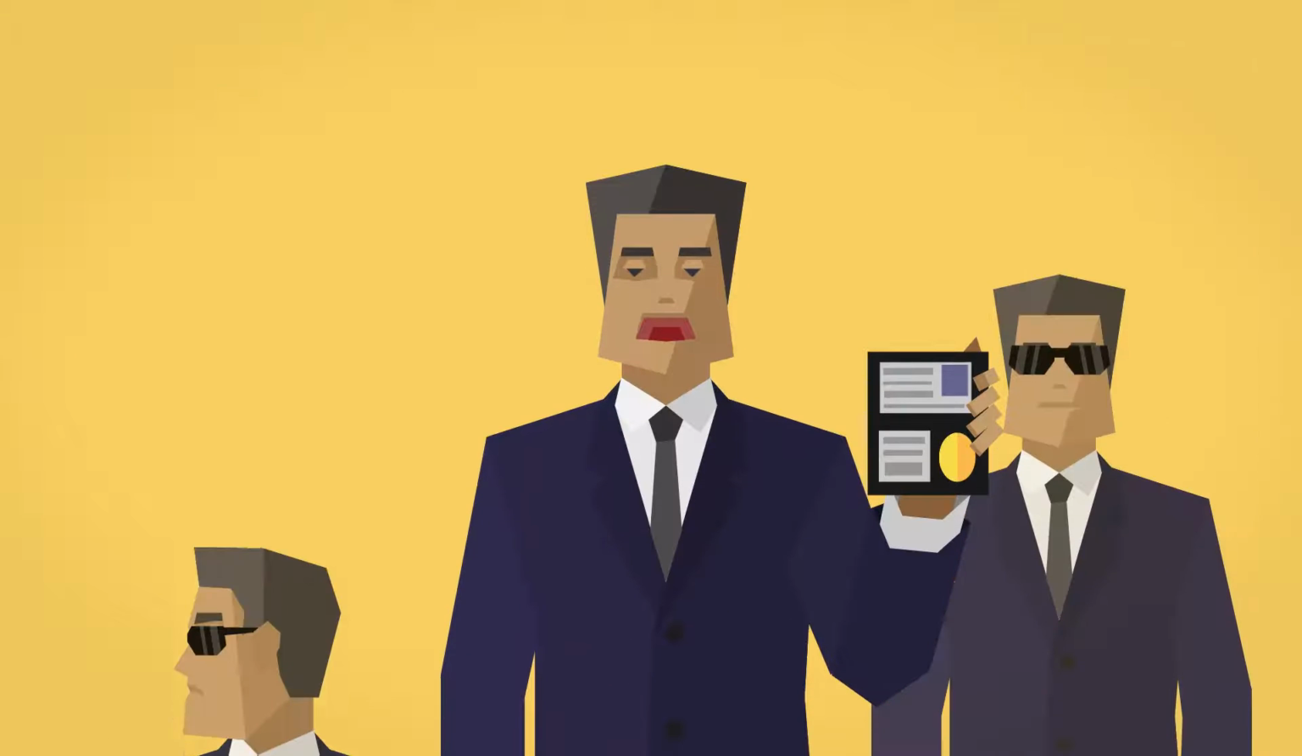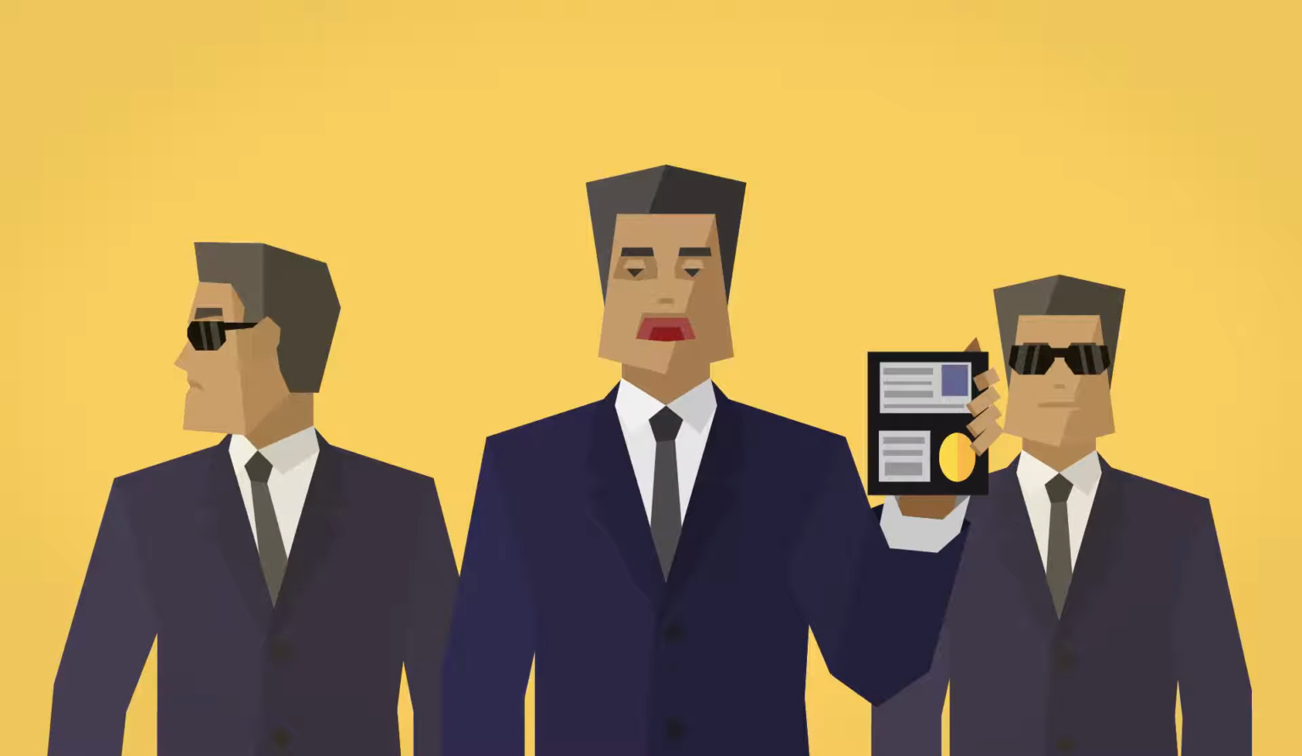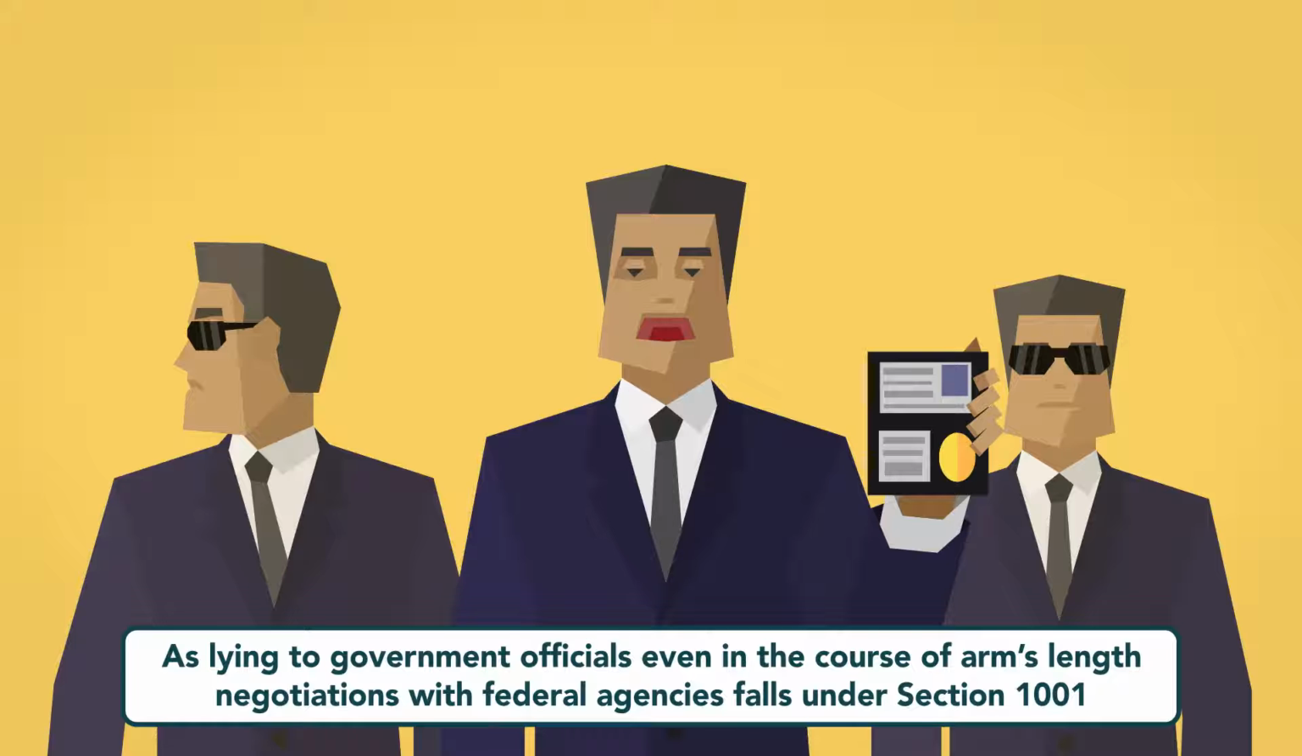Section 1001 also gives the government advantages in negotiations, as lying to government officials, even in the course of arm's-length negotiations with federal agencies, falls under Section 1001.